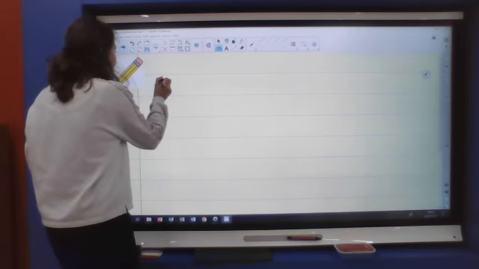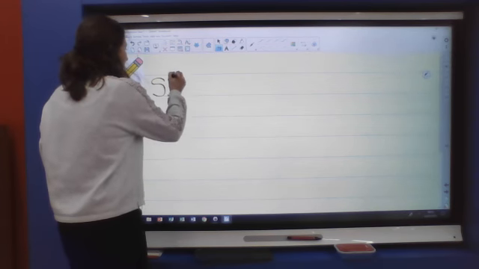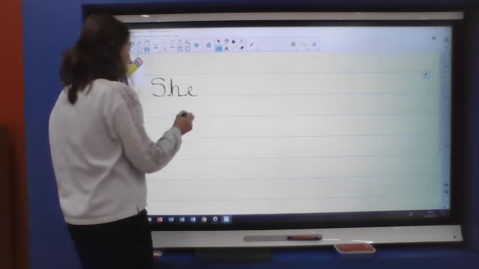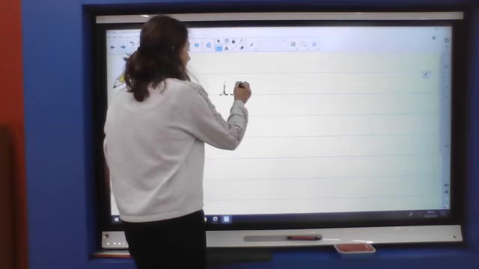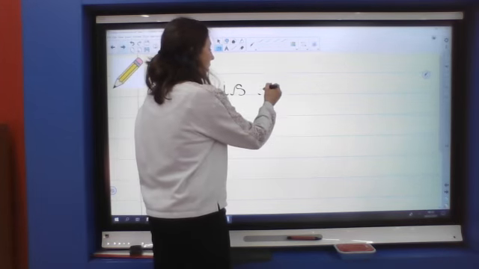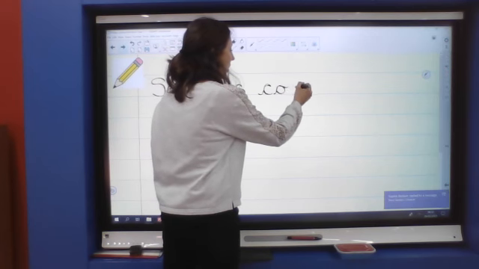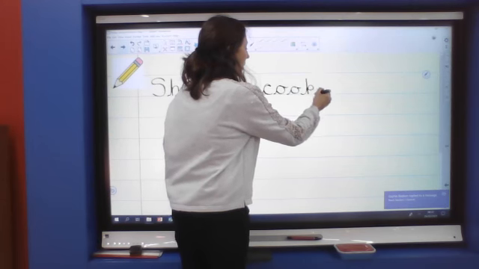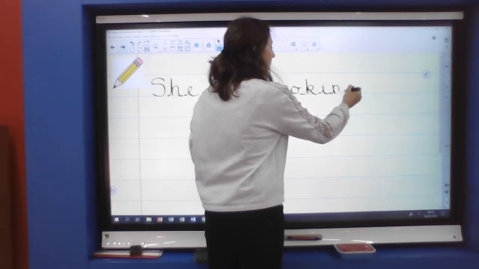So capital S, and the capitals need to be tall. H is tall, but then E is short. She, finger space, is. She is cooking. Cooking. So we needed our oo sound for that one, didn't we?